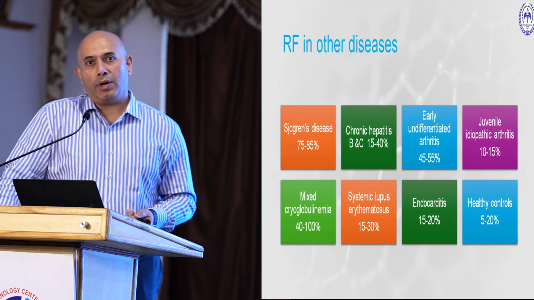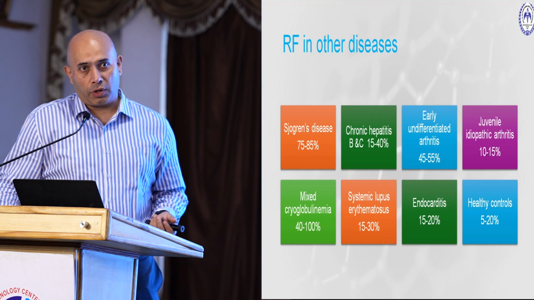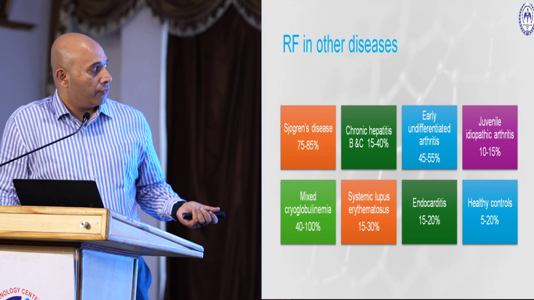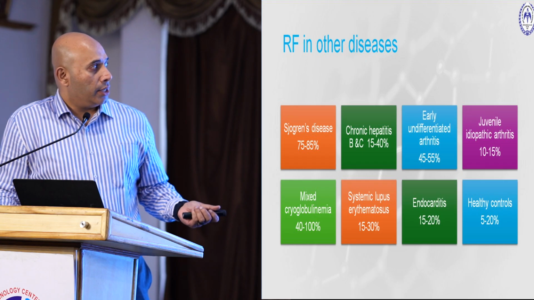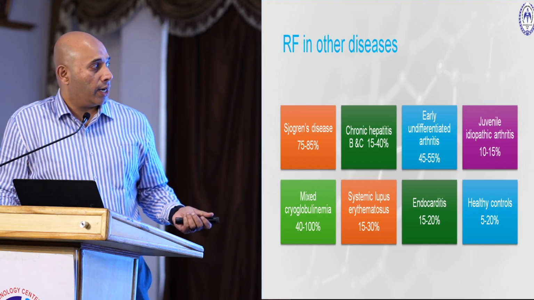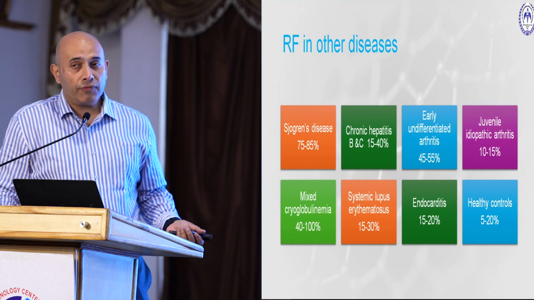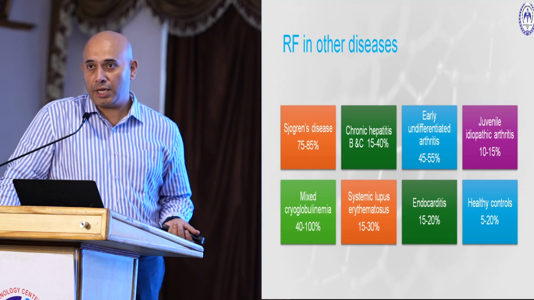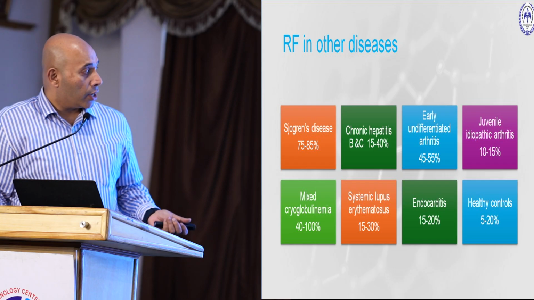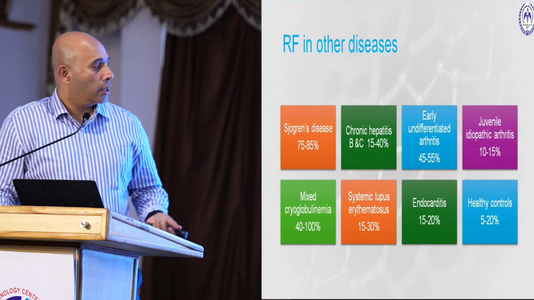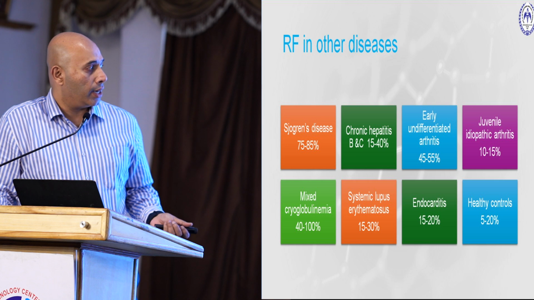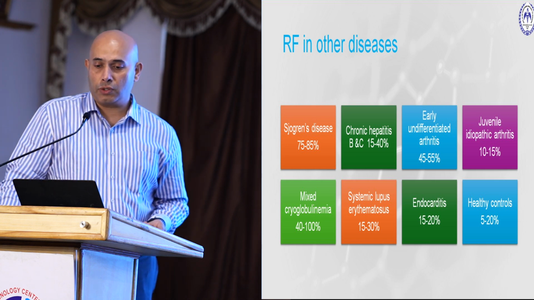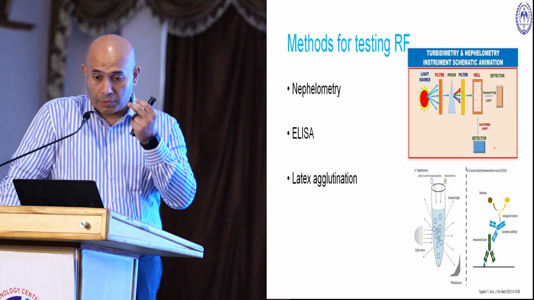point of view. Now, is it only in rheumatoid arthritis? Not at all. It can be there in normals. It can be there in Sjogren's in close to about 85%, chronic hepatitis B, early undifferentiated arthritis, juvenile arthritis. Healthy controls, like I said, a fifth of them can have rheumatoid factor. That doesn't make them rheumatoid arthritis patients by any means. Mixed cryoglobulinemia is the other thing where almost all of them have rheumatoid factor at a high level. Systemic lupus erythematosus, and of course endocarditis, is also known to have rheumatoid factor.